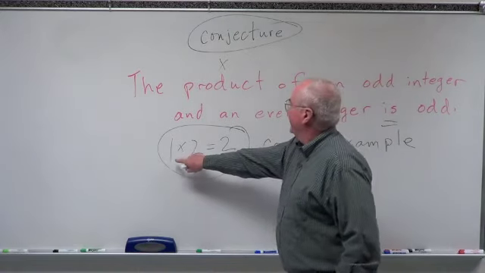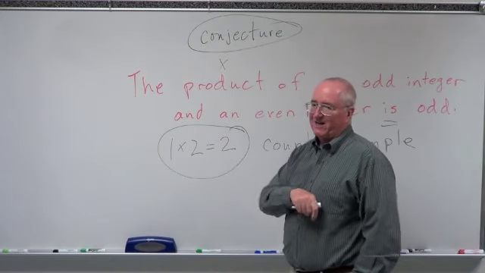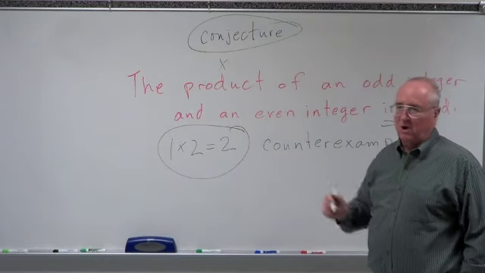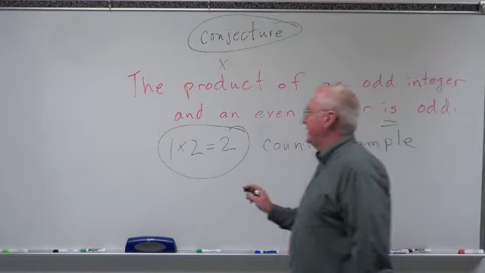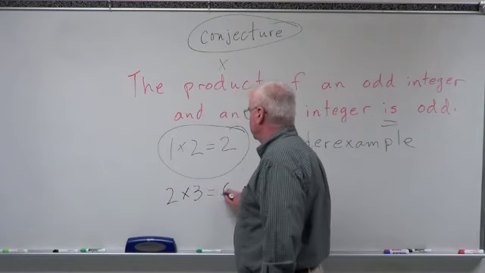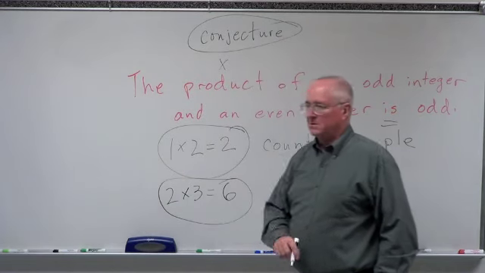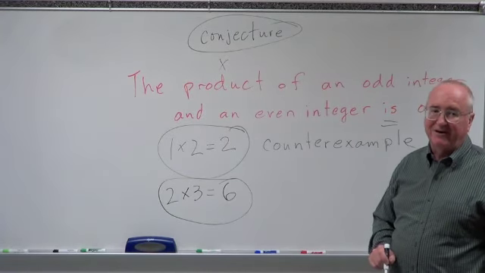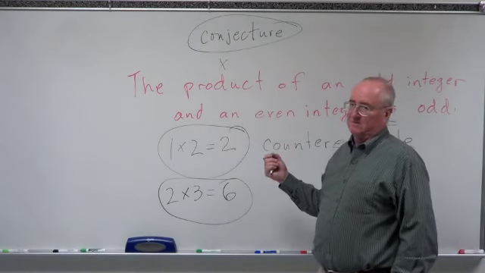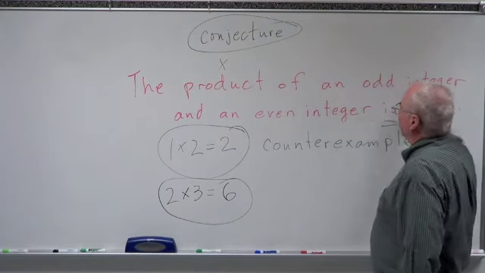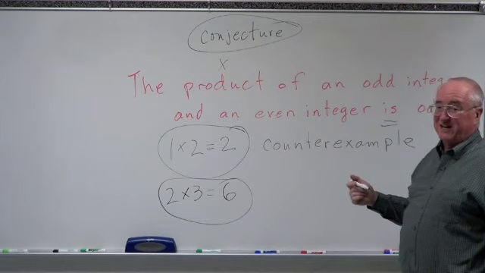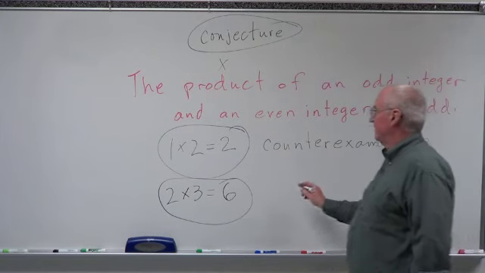We have taken an odd integer, an even integer, we've multiplied them, we've come up with 2. Oh, let's try another one just in case. We're not sure of that one. 2 times 3 equals 6. Whoops. Another counterexample. In fact, we're proving the opposite, that the product of an odd integer and an even integer is, wow, we might change that conjecture to be something else. Try another one.